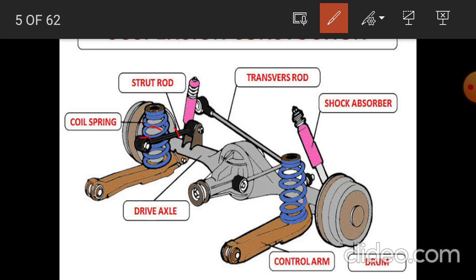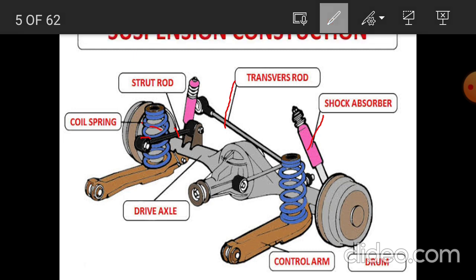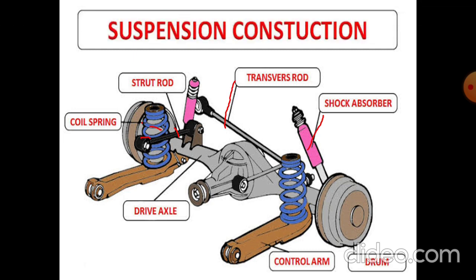Then the simple transverse rods, then the shock absorber, then the control arm, and also a simple drum is connected to your shaft, right. So the suspension system is mounted between the wheel and the mountings on the wheel side, because the shocks are absorbed with the help of these suspension systems.